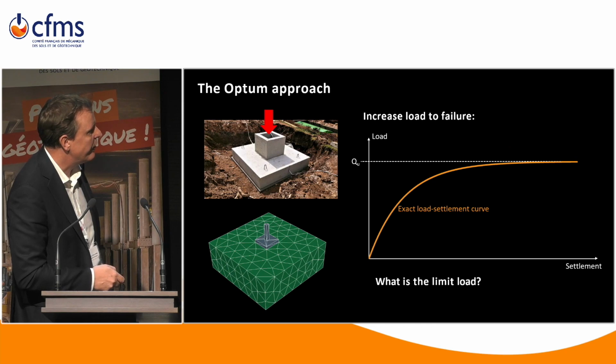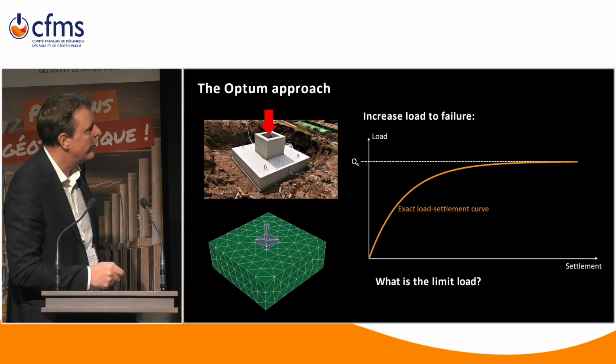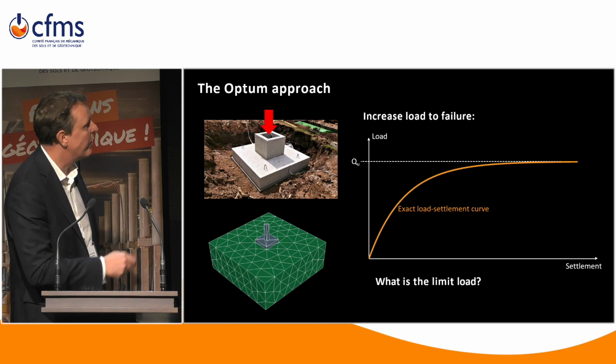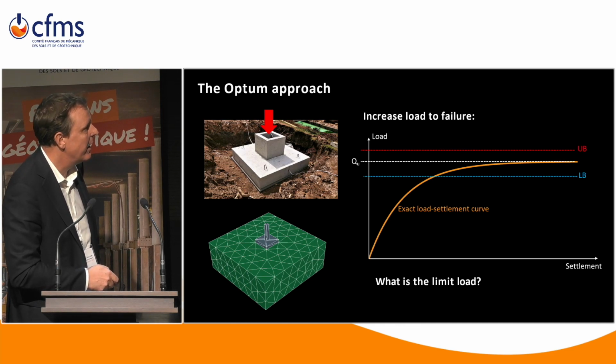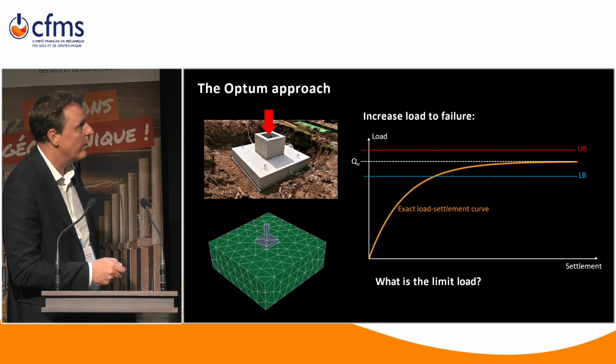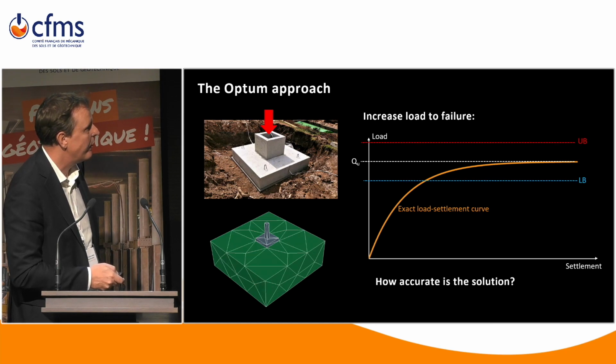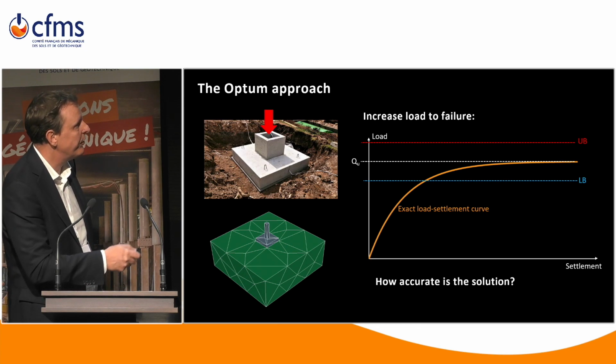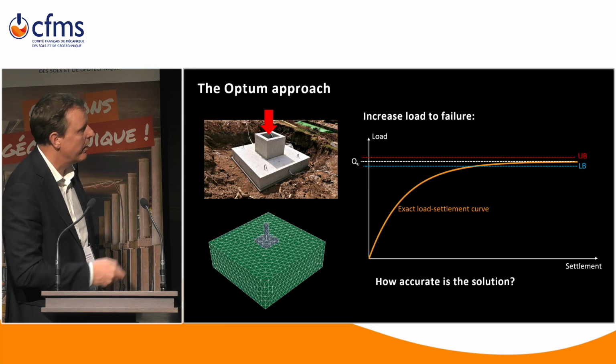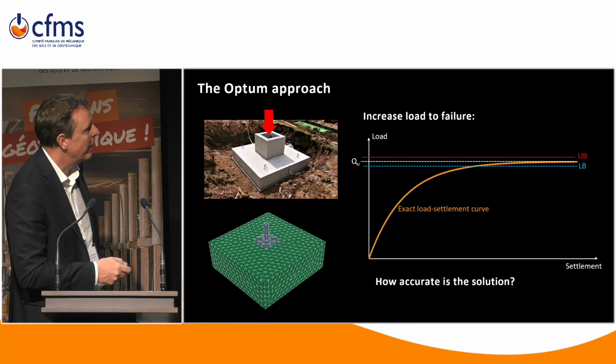And the advantage of this upper-lower bound duality is the second question: suppose that this is the exact load settlement curve, how accurate is your solution? Well, you have an automatic estimate of how accurate it is because you can compute a lower bound and an upper bound, and so you know the true solution is somewhere in between. If you use a coarse mesh, the gap is greater, and as you refine the mesh, the gap between the two solutions shrinks.